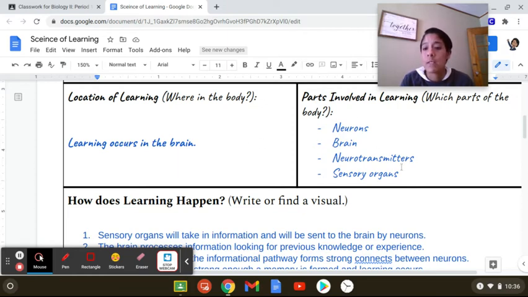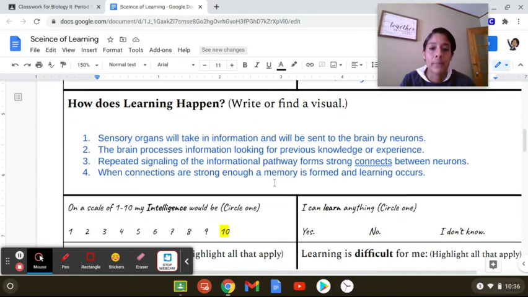So it involves the sensory organs, which are going to collect that information. It involves the neurons, which bring the information up to the brain, and the neurons in the brain itself. It includes the brain and neurotransmitters, which are the chemical signals that go between the nerve cells in the brain. So the last part we'll talk about with our notes here is how does learning happen?